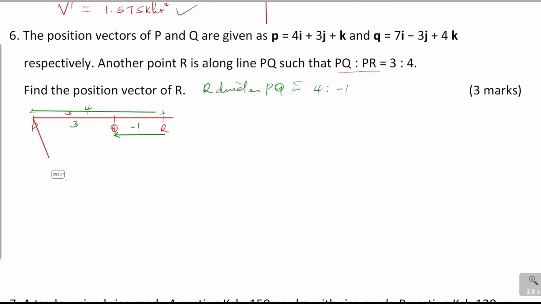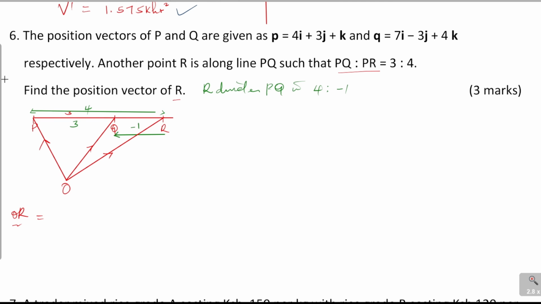So using the ratio theorem, if all these are position vectors, it means they are vectors with reference from point O, the origin. So let me indicate point O here. So OP is there, OQ is there, and OR. Since we are required to get the position vector of R, that means we are required to get OR. Position vector is a vector with reference from point O, the origin.